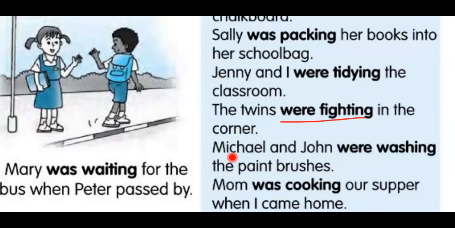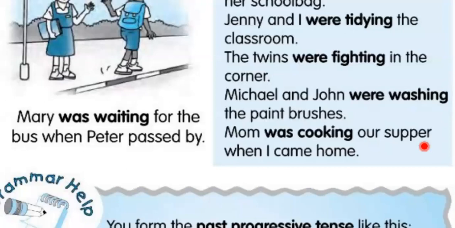Now read along with me. Michael and John were washing the paintbrushes. So here, were washing is the past progressive tense. Yes. Now let's read another example.